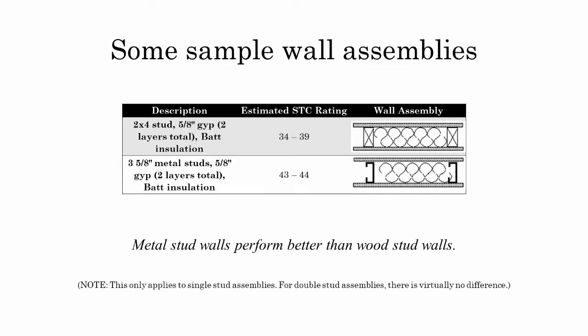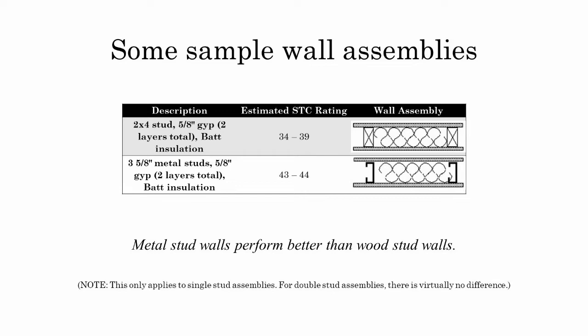The next sample is 2x4 stud with 5/8 inches gyp and 2 layers in total, and also has batt insulation. The estimated STC rating is 34 to 39, and this is how it looks like. Next is 3 5/8 inches metal studs and 5/8 inches gyp, and it has 2 layers in total with batt insulation. It has a rating of 43 to 44, and the wall assembly looks like this.